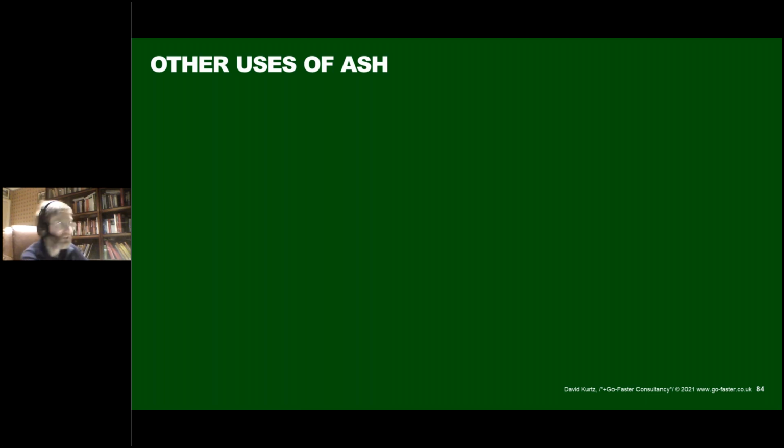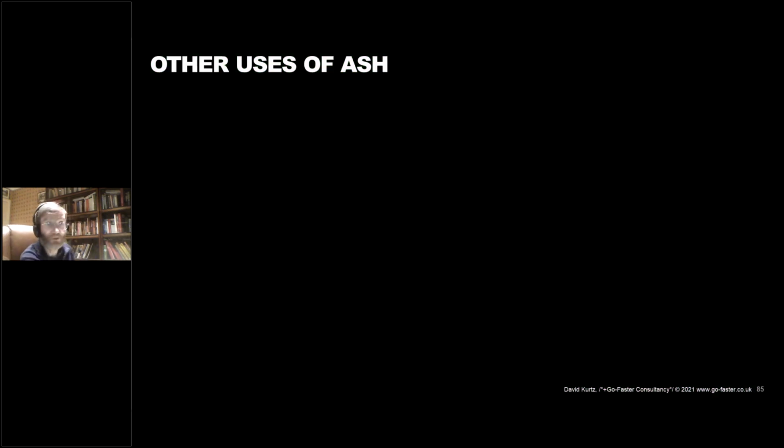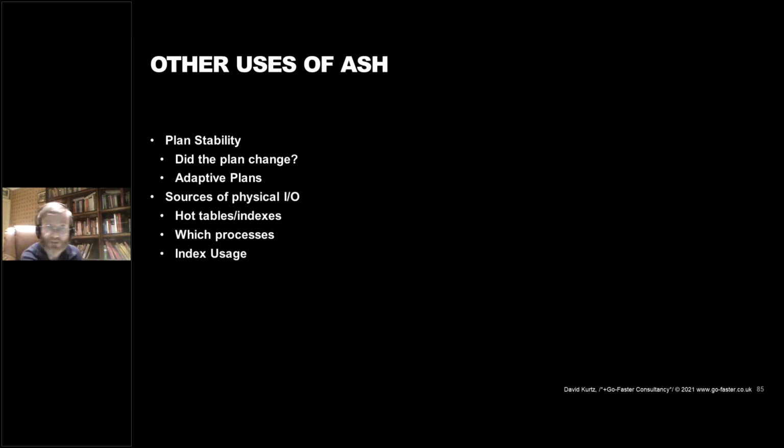There's lots of other uses of ASH out there. There's another whole presentation I do on this subject. You can detect plan stability and did the plan change? Did I get adaptive plans? I can analyze physical IO. What are my hot tables and indexes? Which process is doing it? You can sort of get a feel for whether an index is being used. It's not perfect, but you can. You can investigate temporary table space usage and PGA usage to see which processes are consuming the most PGA and to get an estimate of how much PGA the database really needs.